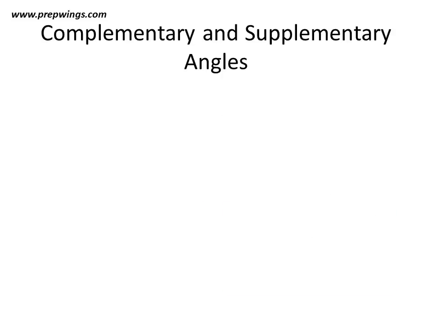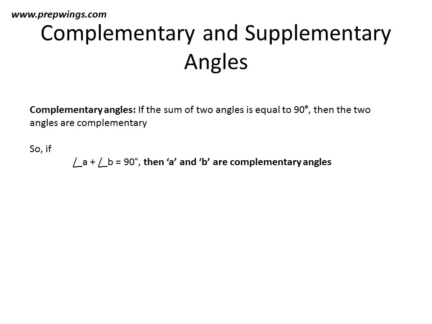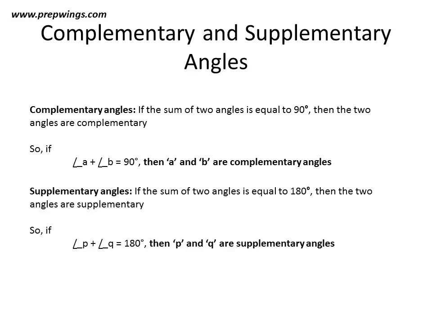Now complementary and supplementary angles. Complementary angles are angles which add up to 90 degree. So if A and B are complementary, A plus B is equal to 90 degree. Supplementary angles are angles that add up to 180 degree. So if P and Q are supplementary angles, P plus Q is 180 degree.